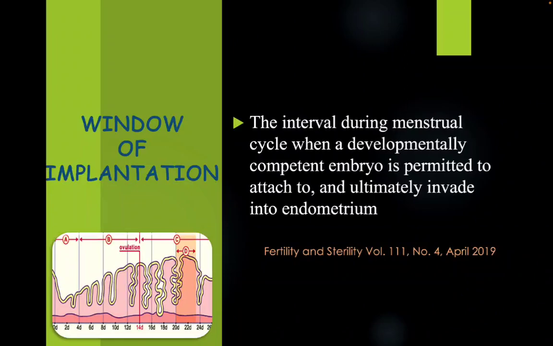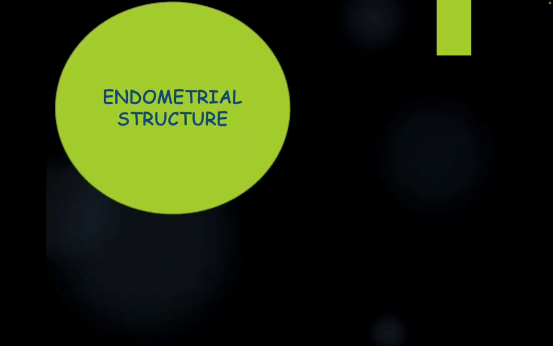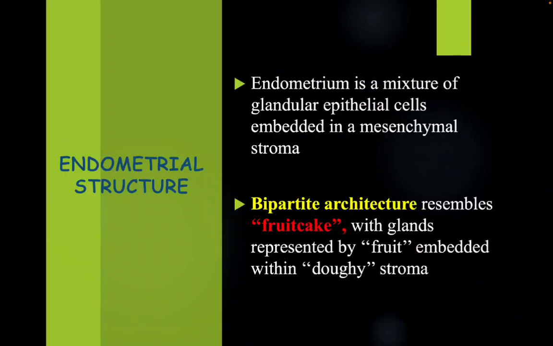So implantation involves two important things. One is the endometrial structure, how the endometrium is. That is as important as endometrial receptivity. So both these things are very important for implantation to happen. A good structure endometrium should be a receptive endometrium too. These both are not synonymous. They don't mean the same thing. I'll explain how. Firstly, we should know what endometrial structure is.